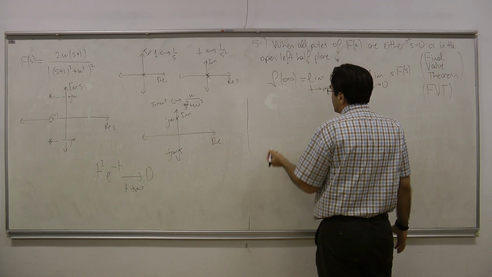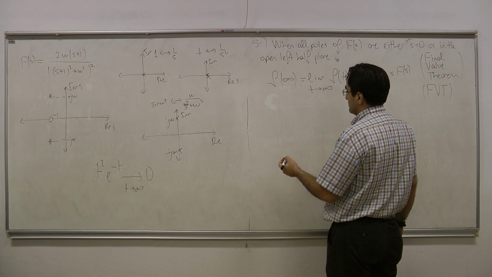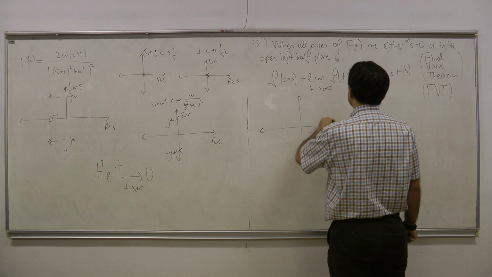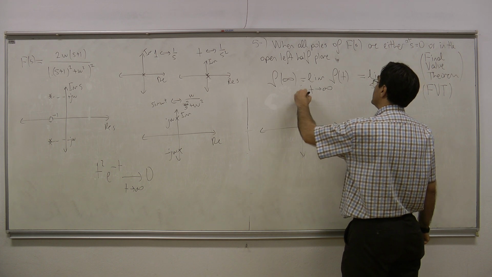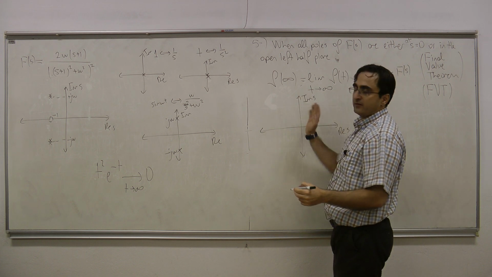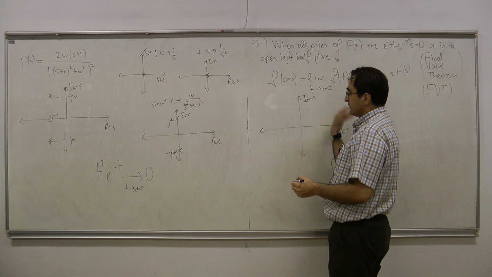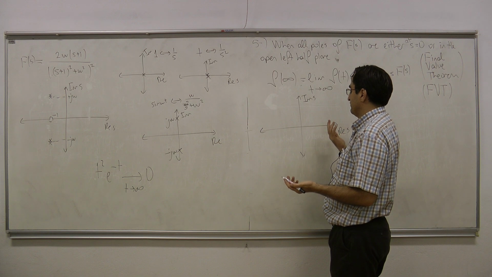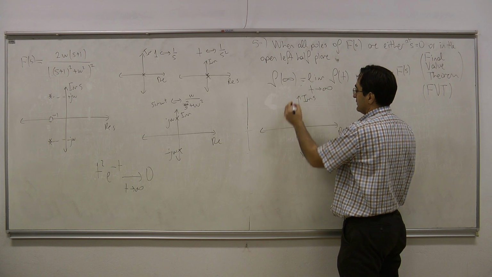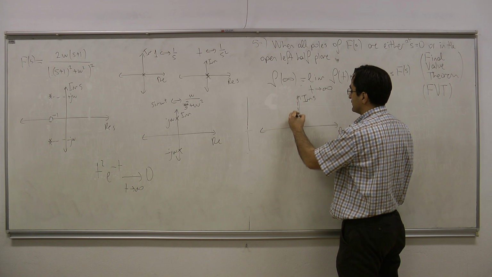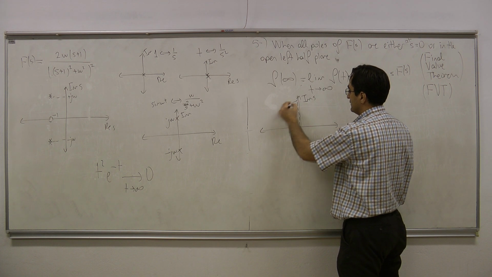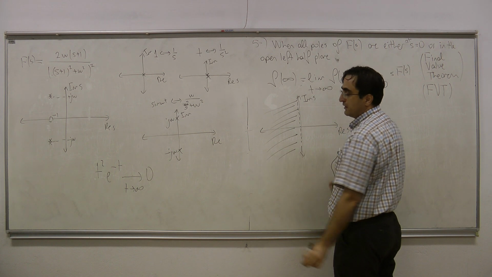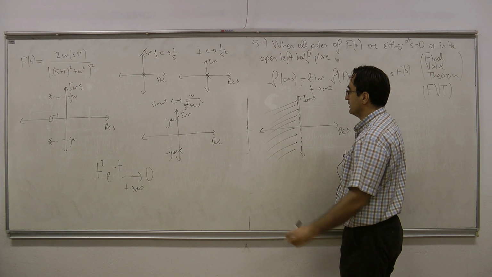So what does open left half plane mean? I have the complex plane here, real of s, imaginary of s. I know that this is the left half plane, this is the right half plane. Okay? And what does open left half plane mean? It means the left half of this space, but the imaginary axis is not included. That means the open left half plane.